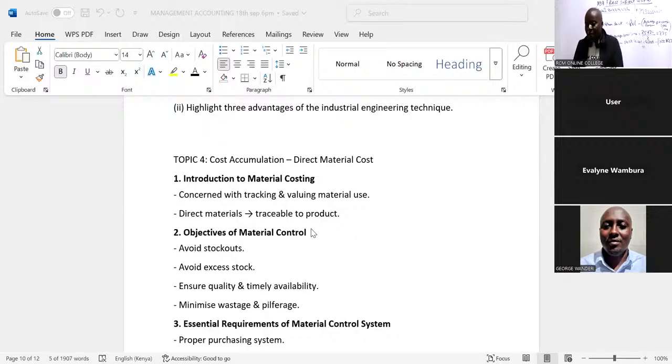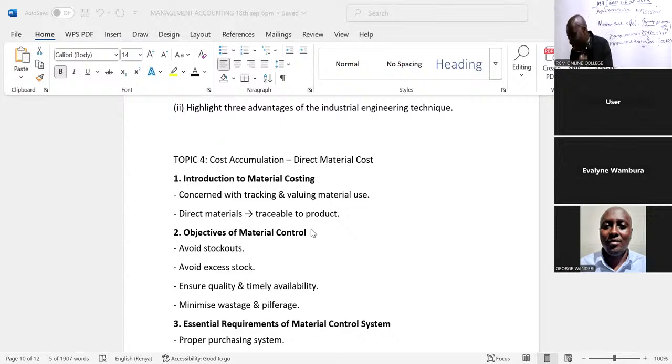Remember that direct materials are directly traceable to products. That's why direct materials are also known as variable expense, because they relate to the number of units that you produce. The more units you produce, the more the material cost.